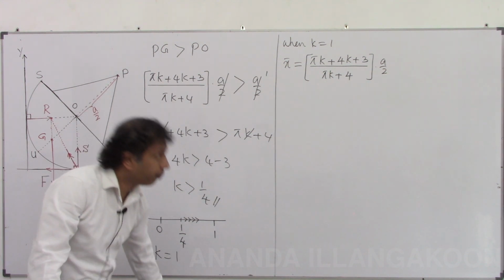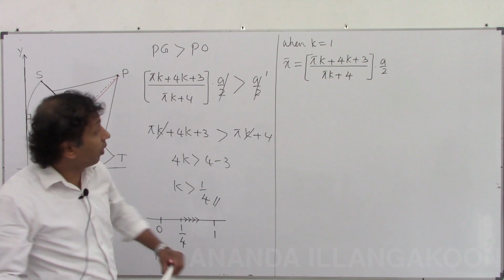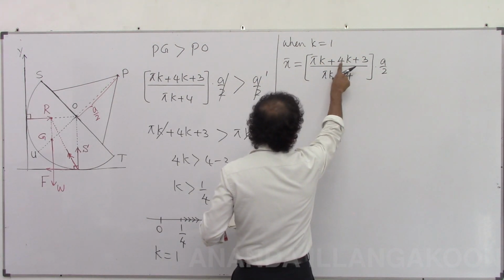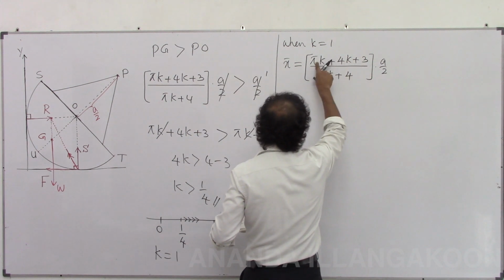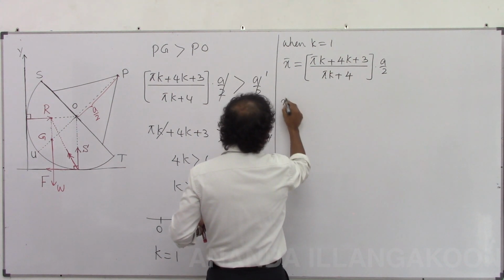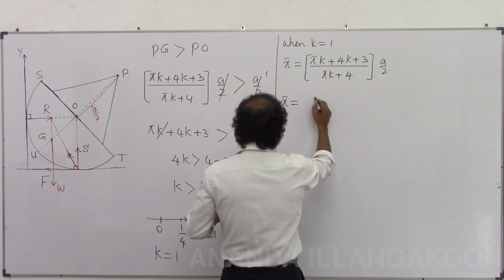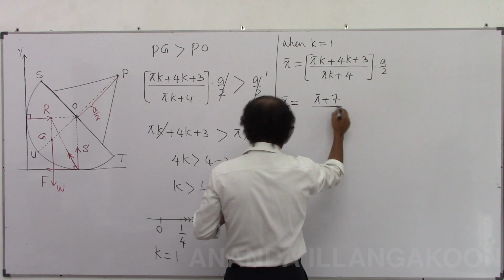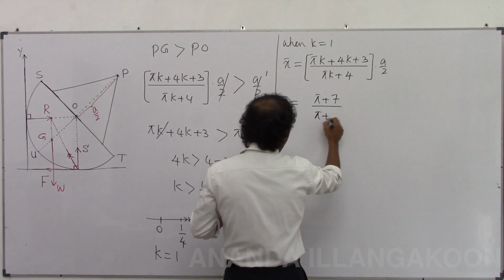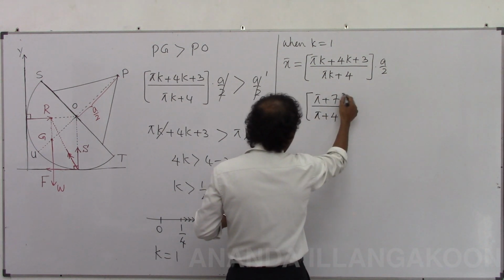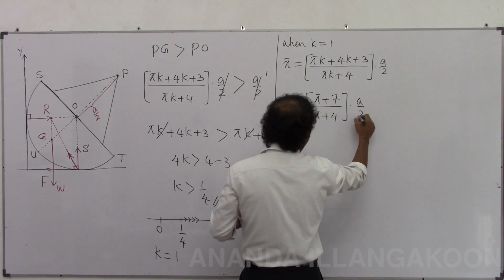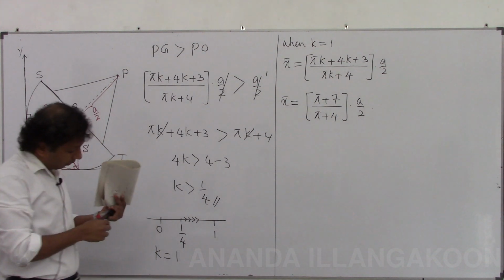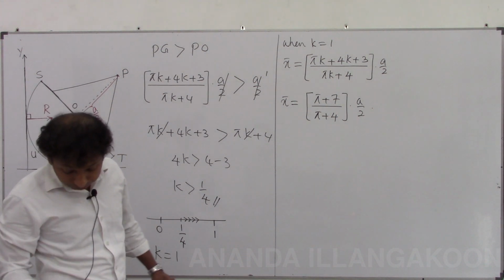So then we get x bar when I put k equals 1 there. What do you get here? 4 plus 3 is 7. Here, 5 plus 4. X bar coming 7 divided by 9, times a by 2. Right, the distance. Now we are given another part in it.